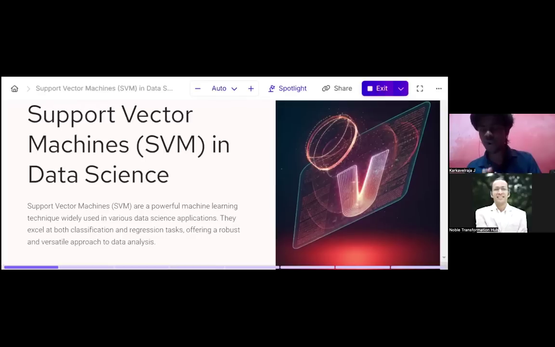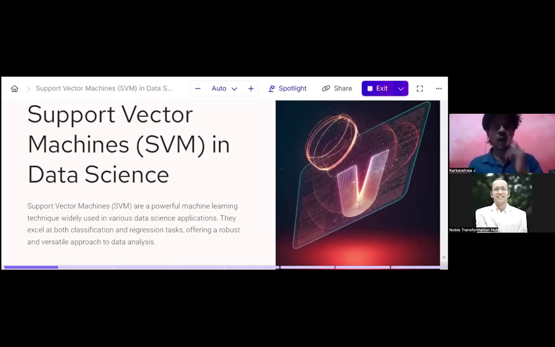Today's session is all about the theoretical concept of support vector machine in data science. Let's see what a support vector machine is. Support vector machines are a powerful machine learning technique widely used in various data science applications. They excel at both classification and regression tasks, offering a robust and versatile approach to data analysis. It is another algorithm that we are going to see, the theory, the black box of it, and then together with its coding.